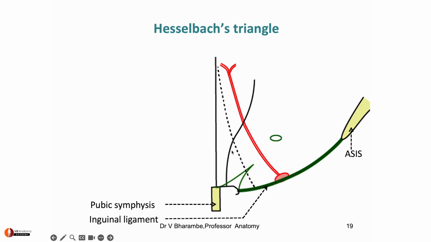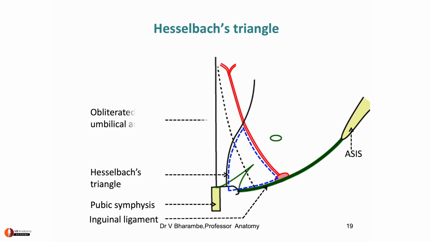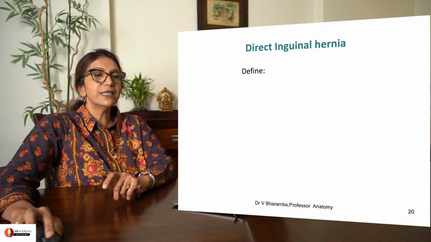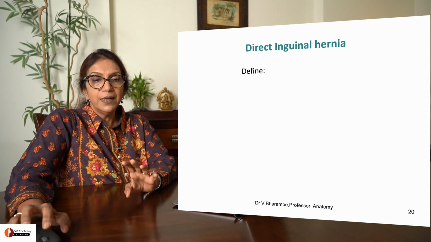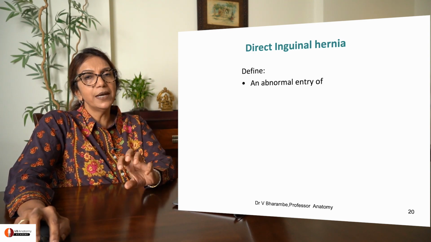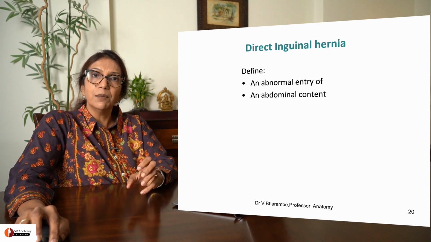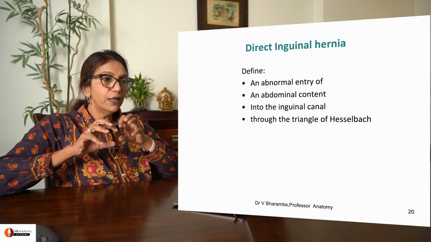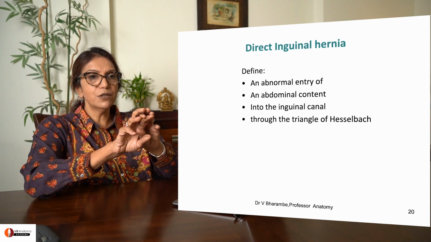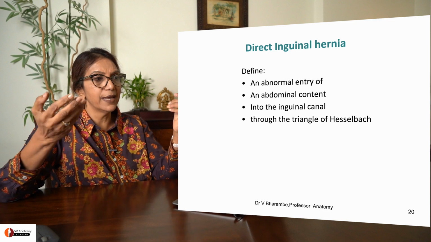Got it? Right. So let's do this once more. Here the triangle is formed laterally by the inferior epigastric artery, medially by the lateral border of rectus abdominis, and inferiorly by the inguinal ligament. This is Hesselbach's triangle divided by the obliterated umbilical artery into medial and lateral parts. Got it? So let's define the direct inguinal hernia. A direct inguinal hernia is an abnormal entry of abdominal content covered by peritoneum directly through Hesselbach's triangle. If it comes directly through Hesselbach's triangle, it's a direct inguinal hernia.